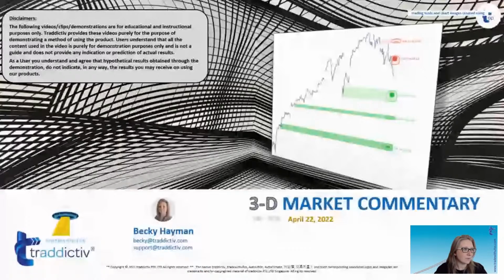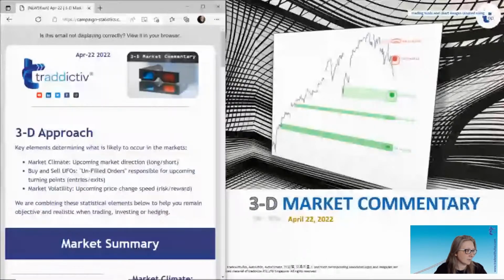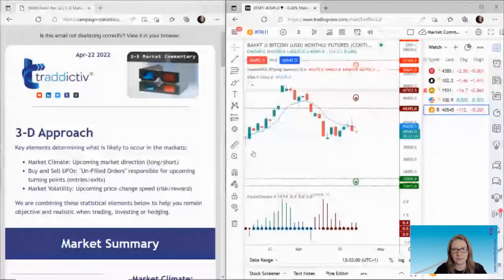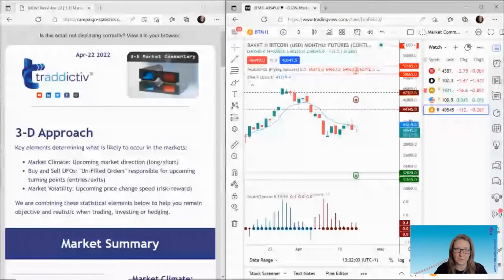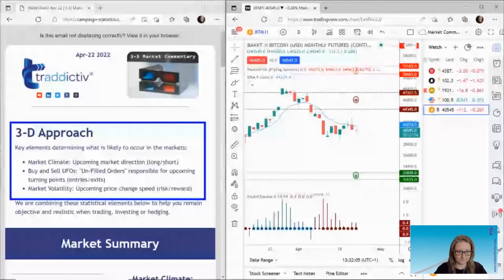Let's now show you this email that we send out and start to go through that content. The email looks like this, and it's obviously relevant to what happens in the markets. So we'll have a chart up here as well. The three different elements that we go through are here. The first one is market climate. That means, what's the likely upcoming market direction? Is it likely to move up, down, or nowhere?